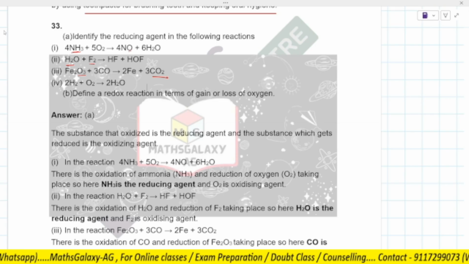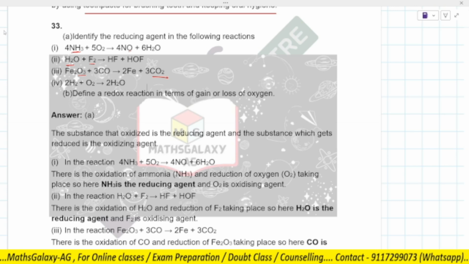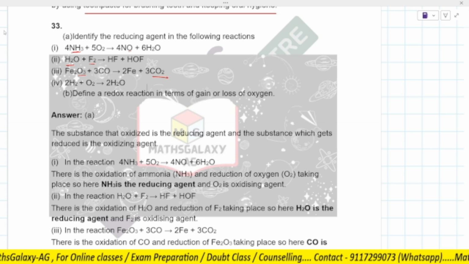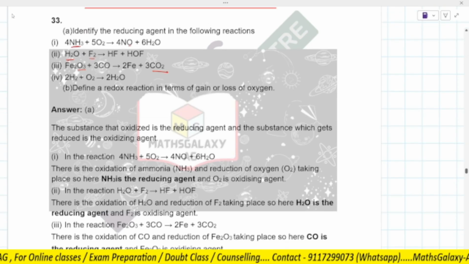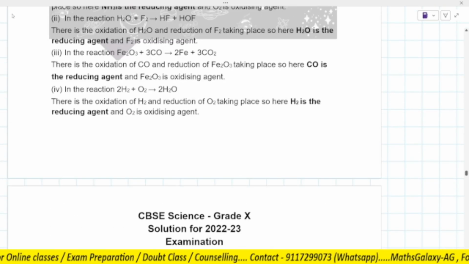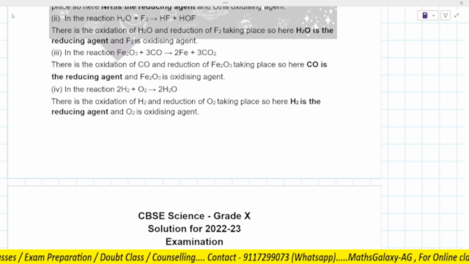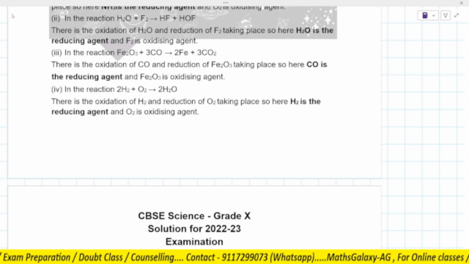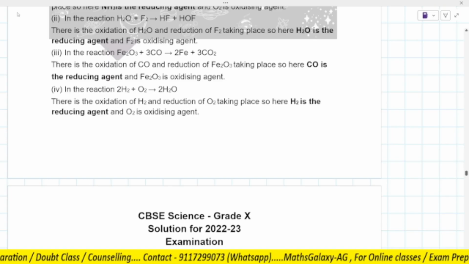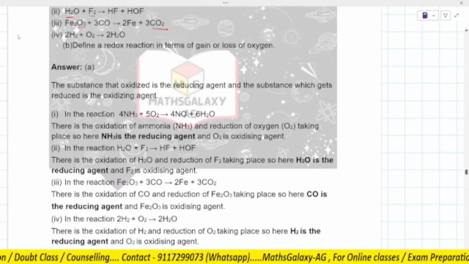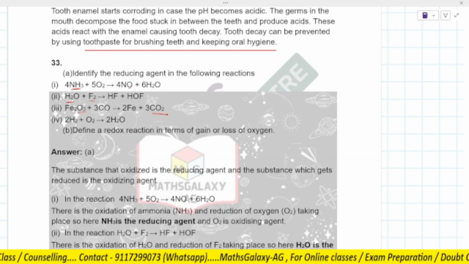Now 2H2 plus O2 gives 2H2O, two water molecules. So in this one H2 will be the reducing agent, right? So let's see here. There is oxidation of H2 and reduction of O2 taking place. So here H2 is the reducing agent and O2 is the oxidizing agent. Is it clear? Or any doubt? No doubt.